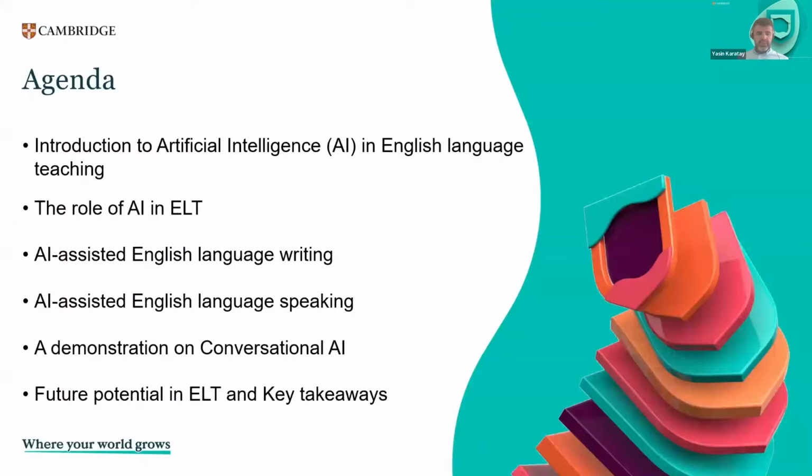All right. Let's look at the outline first. We're going to start by discussing what AI is and how it fits into teaching English. And then we will look at how AI can help with writing and speaking in English. And then I'm going to show you how it works through a live demonstration of talking with an AI, basically. And we will finish by discussing what AI might bring to our teaching in the future and give you some key ideas to take back to your classroom.